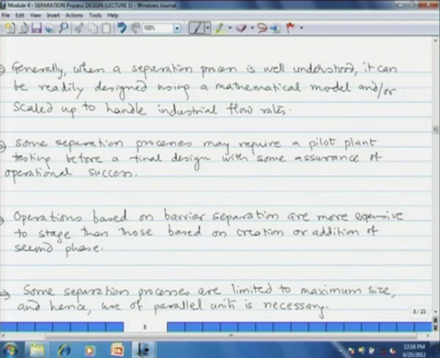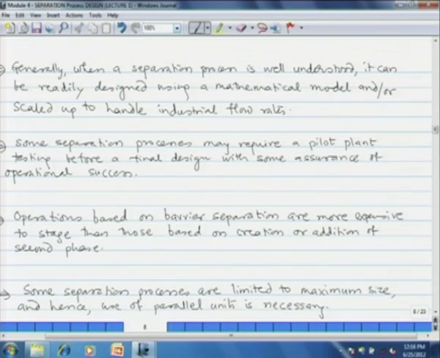Some separation process may require a pilot plant testing before final design with some assurance of the operational success. Operations based on barrier separation are more expensive to stage than those based on creation or addition of a second phase. For example, membrane modules are difficult to stage as compared to the distillation or absorption, which is creation of addition of second phase.